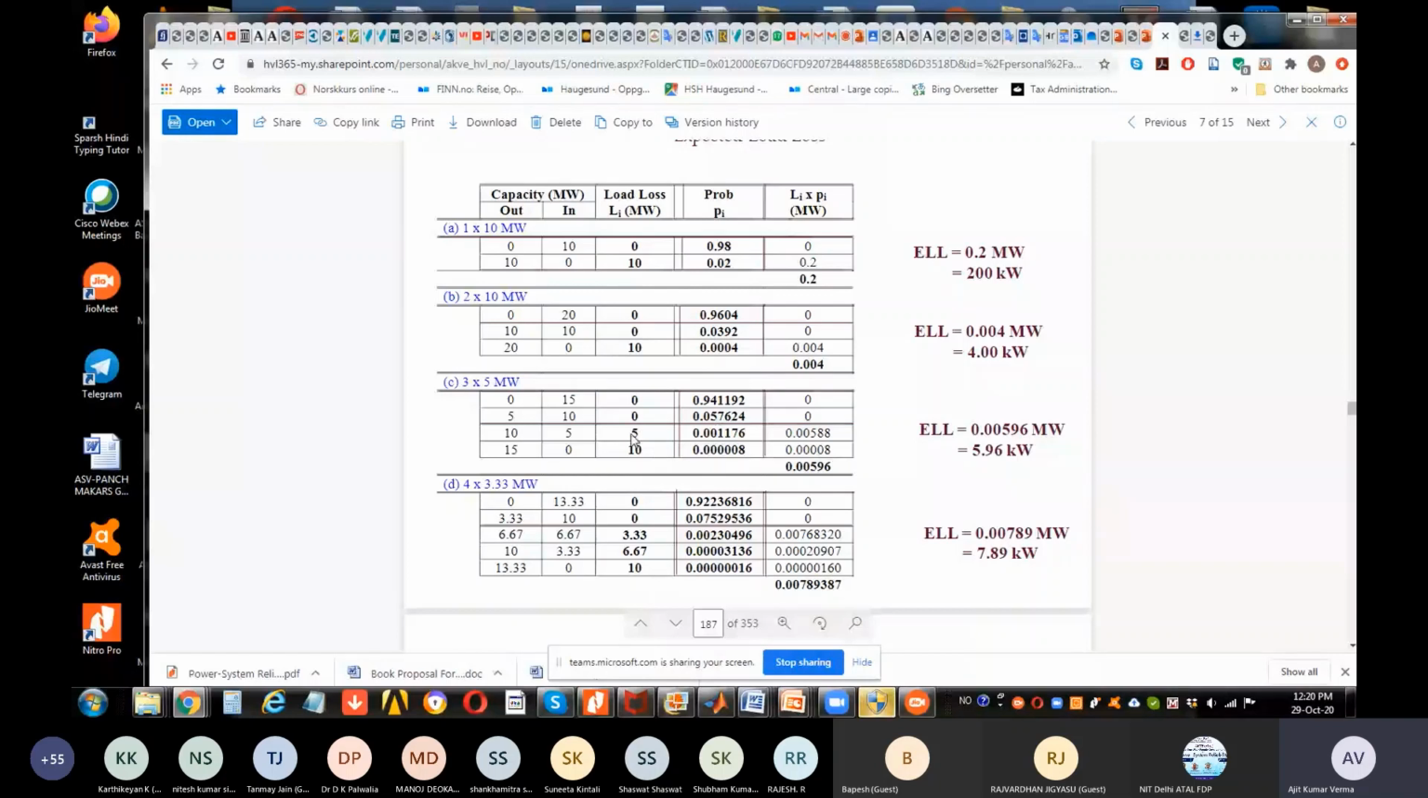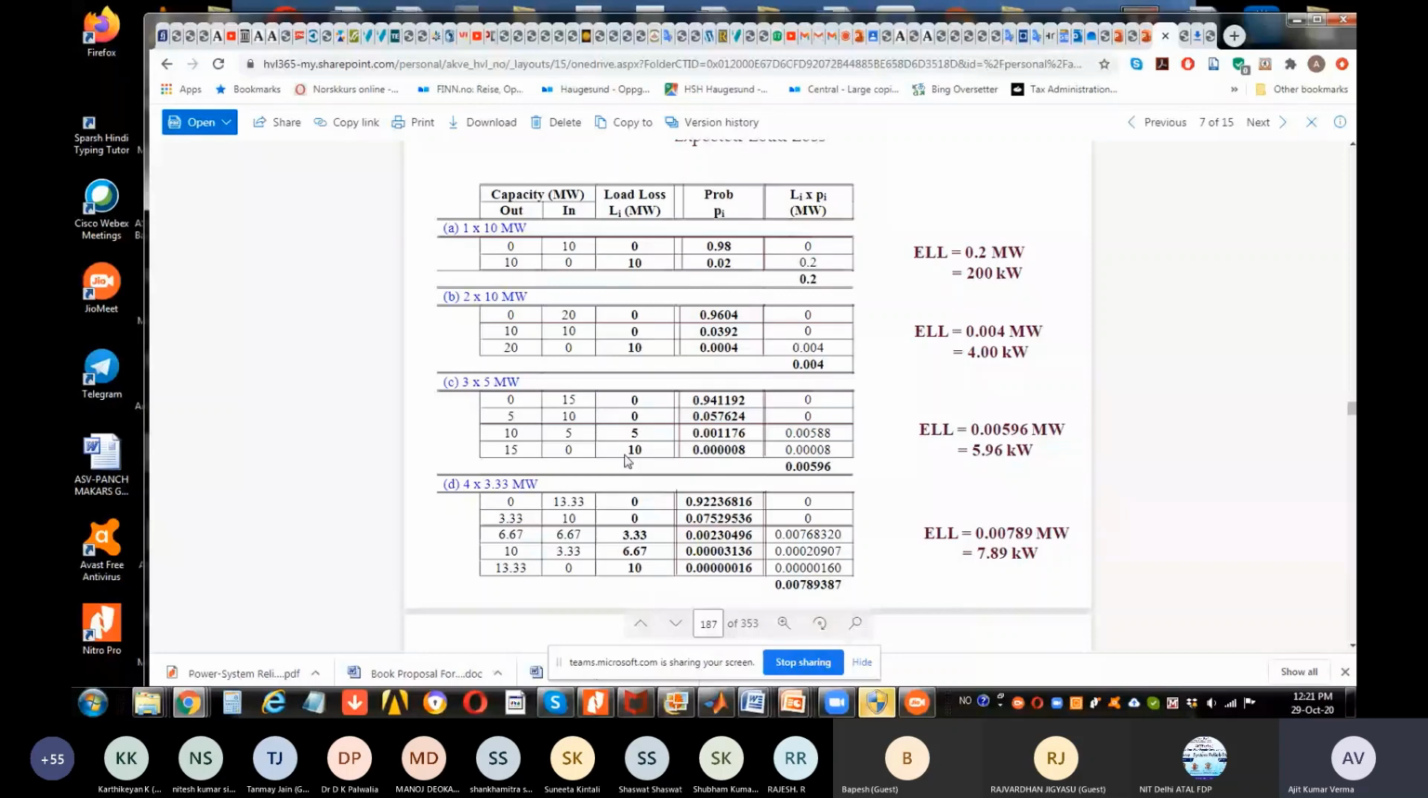So I multiply this probability and the load lost. When you generate 5, you lose 5 megawatt. And therefore, when you multiply it with the probability, it comes to this. Then 10, because the probability of losing 5 is this much, and therefore equivalent is 0.00588, and then 10, you lose this much. You multiply them and sum these up, because these are the cases in which you lose load, so 0.00596, so that corresponds to 5.96 kilowatt.